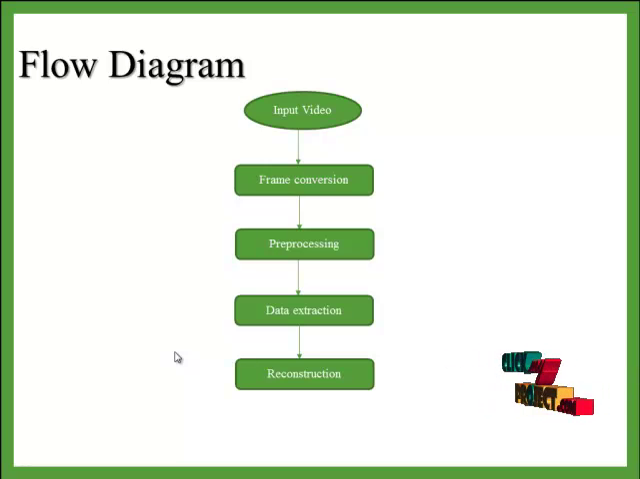And then the converted frames go through pre-processing. In pre-processing, filters are used. By filtering, noises are removed in all frames. And then the data extraction takes the relevant data related to the damaged pixels or the scratches. And then the relevant data we process for reconstruction or identification.